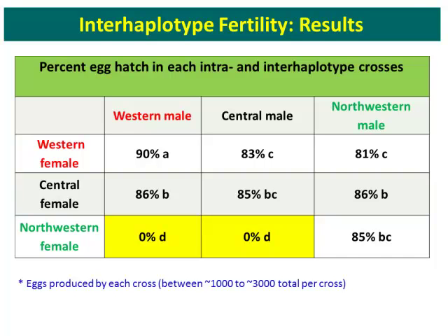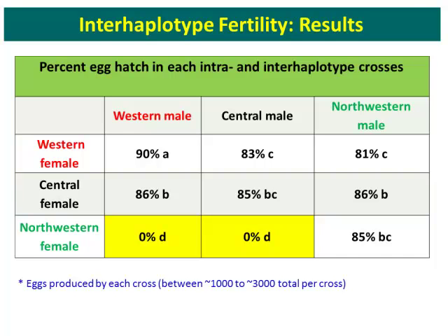But interestingly, when we crossed these northwestern females with the western male or the central male, none of the eggs hatched. Even though the psyllids were laying a lot, around 1,000 to 3,000 eggs per cross, we did not find any egg hatch when the northwestern females were crossed with the western male and the central male. So when I did this the first time, I was confused about what was going on, what was happening.